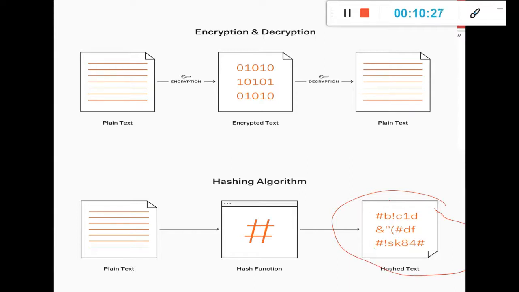It's very different. Encryption and decryption is a two-way street, but a hashing algorithm is a one-way street. From here to here is easy, but if you only have the hash output and you want to go back to the plain text, it is difficult.